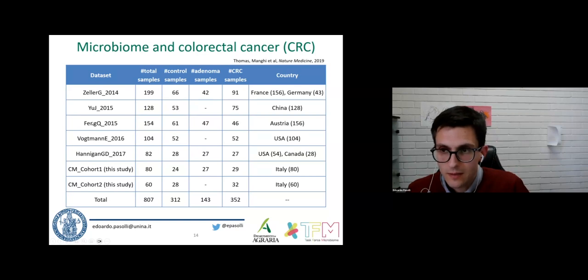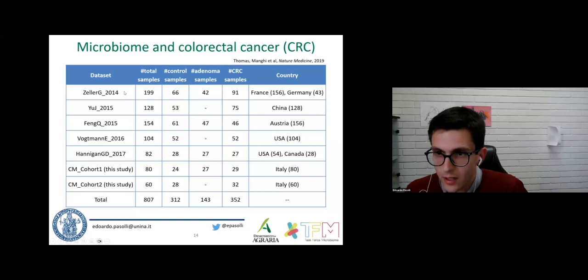Here, the idea is also to perform a meta-analysis that is able to combine in some way the findings of different studies to get more robust results. So in this particular case of colorectal cancer, we started from some available datasets, 5 different datasets available here.